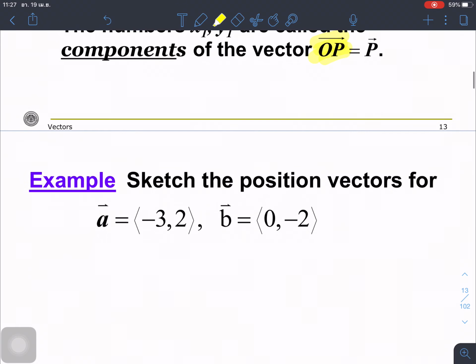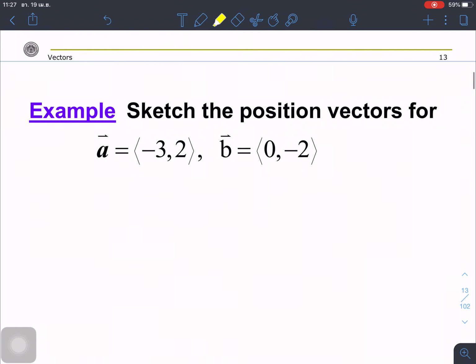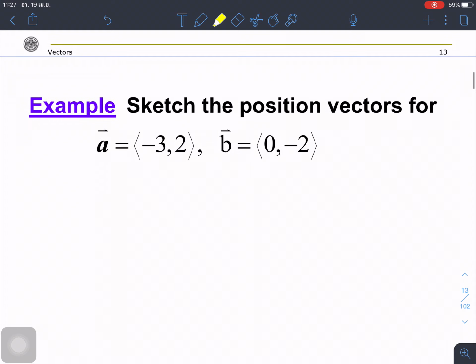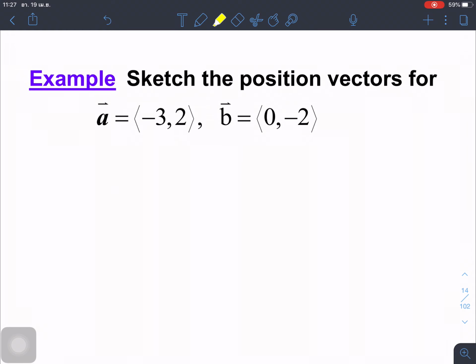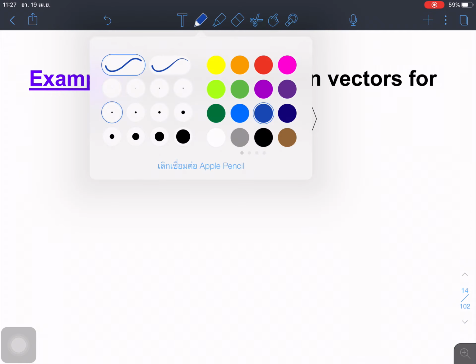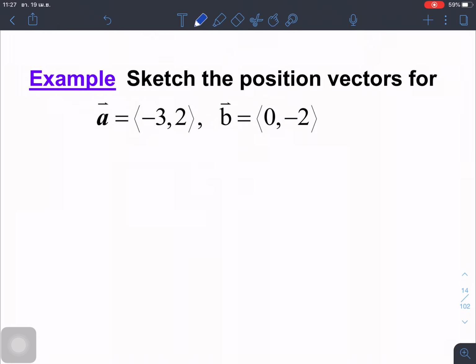Alright, so let's take a look at this example. Sketch the position vector for A, which is (-3, 2), and vector B, which is (0, -2). Right, so I'm going to draw it. Let's just draw it.